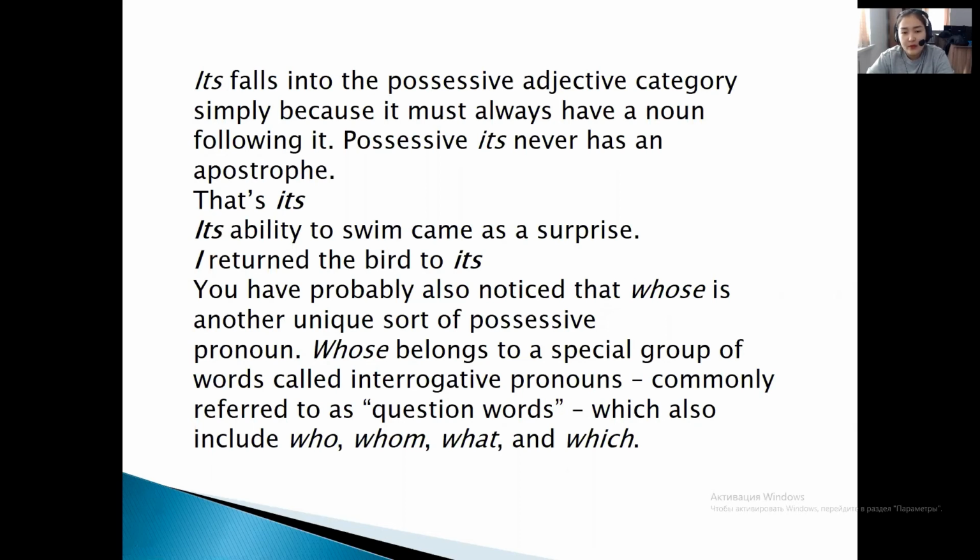You have probably also noticed that whose is another unique sort of possessive pronoun. Whose belongs to a special group of words called interrogative pronouns, commonly referred to as question words, which also include who, whom, what, and which.